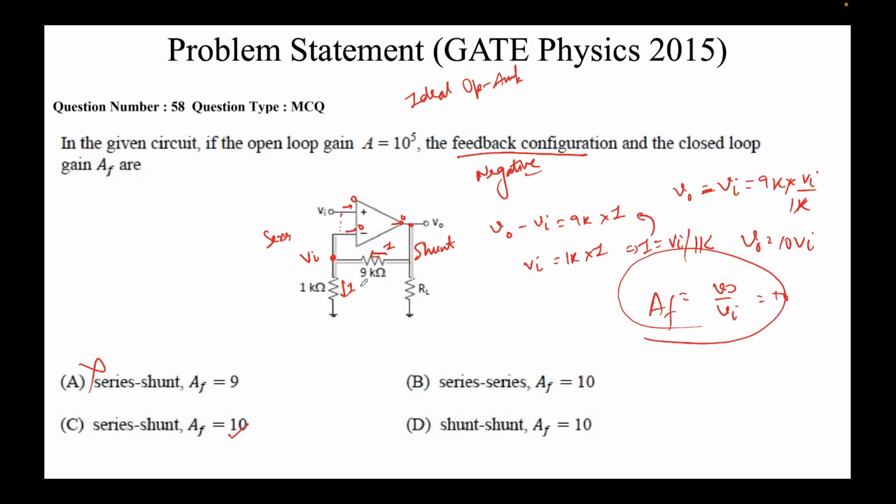In your op-amp circuits, in fact, I have never seen a circuit which is not series-shunt. In GATE questions, or NET, or whatever level, either it will be an open loop circuit, or if it's a feedback circuit, you will more often than not see that it's a series-shunt. This is what you will always see.